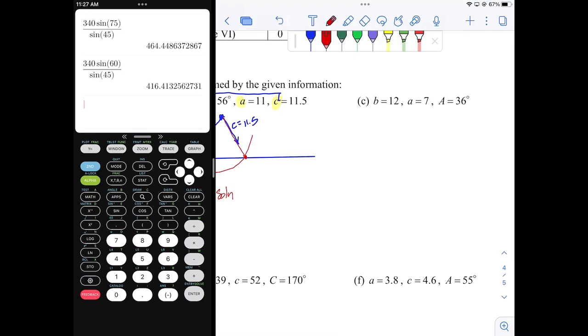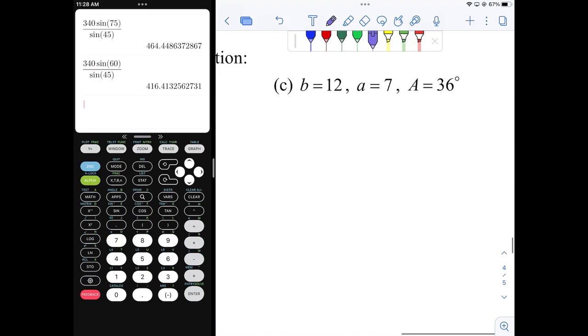Letter C. 2 sides, 1 angle, repeated letter. Repeated letter. A and A. So again, it's going to be the ambiguous case. Draw your base all the way out. The angle is 36, so it's even shallower than before. And then that's going to be angle A.